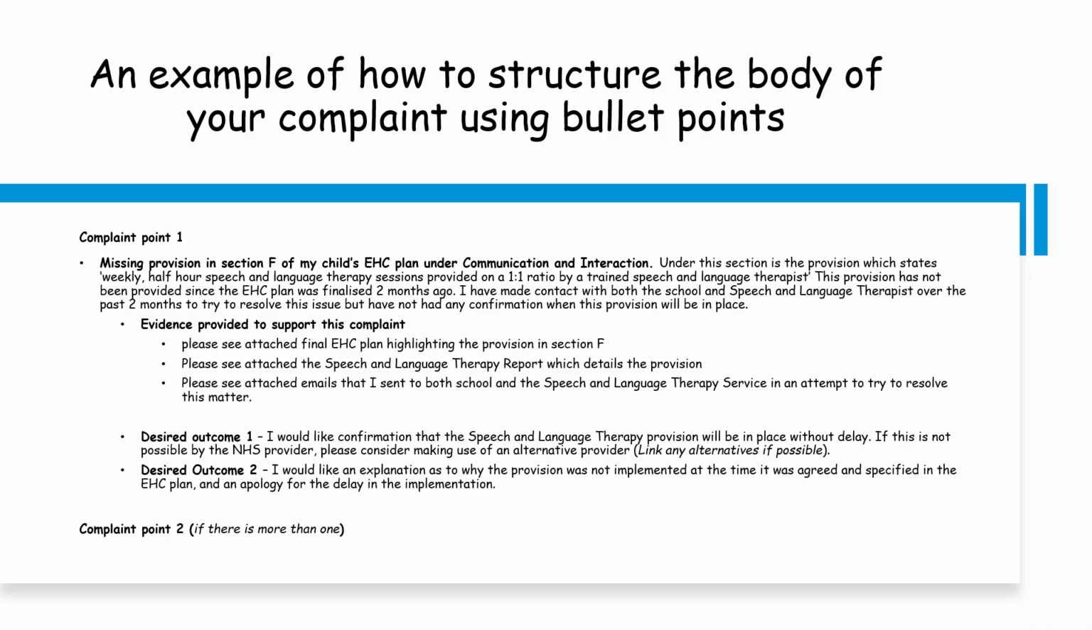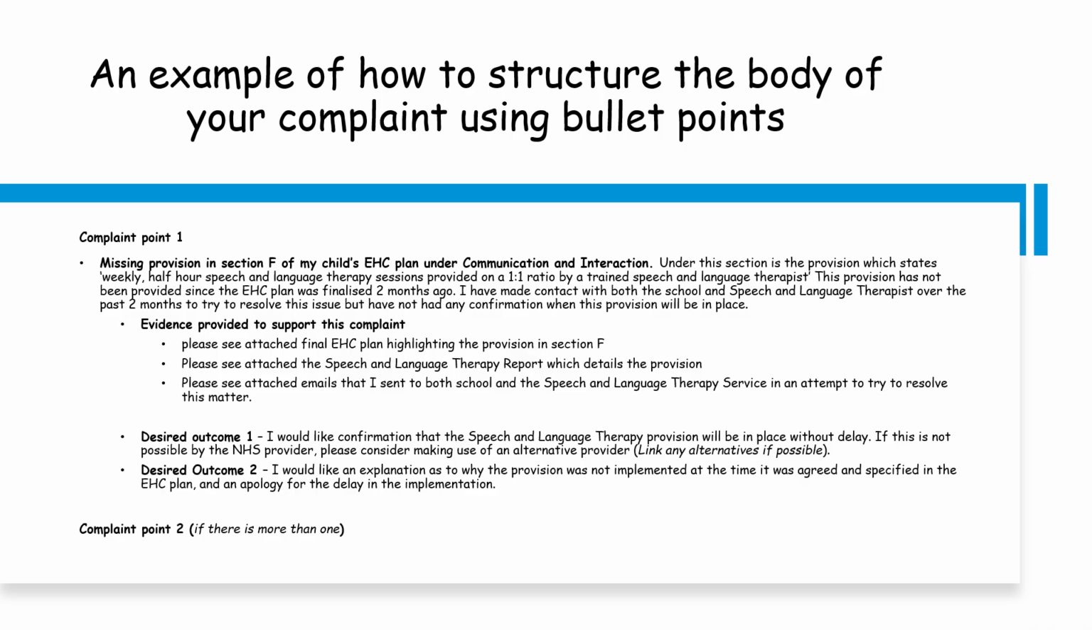There's then some desired outcomes, and you'll see the first one is that the parent would like confirmation that the speech and language therapy provision will be in place without delay, and if this is not possible by the NHS provider, to please consider making use of an alternative provider. And you'll see here that the parent has then linked some possible alternatives.